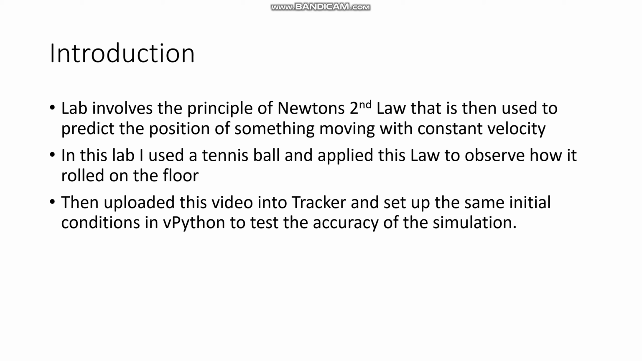And then all of this is going to be uploaded into a software called Tracker. We're going to do this in order to analyze the motion frame by frame. Then we're going to use that to find the initial conditions and put it into GlowScript to model what it should look like and then view the accuracy of it.